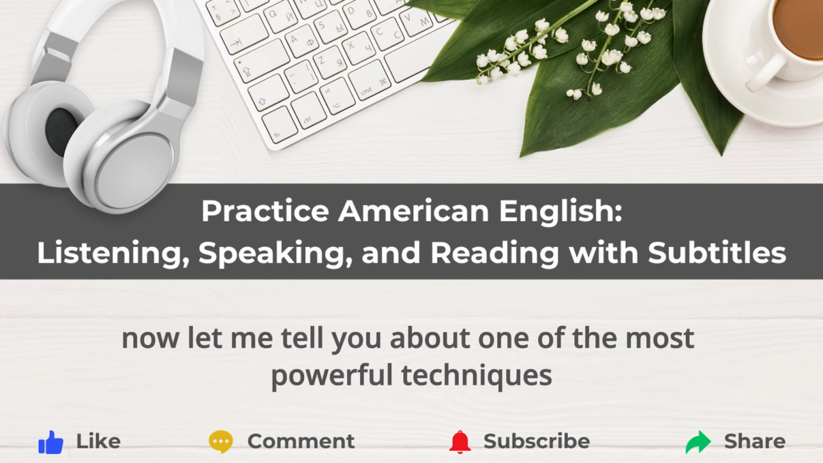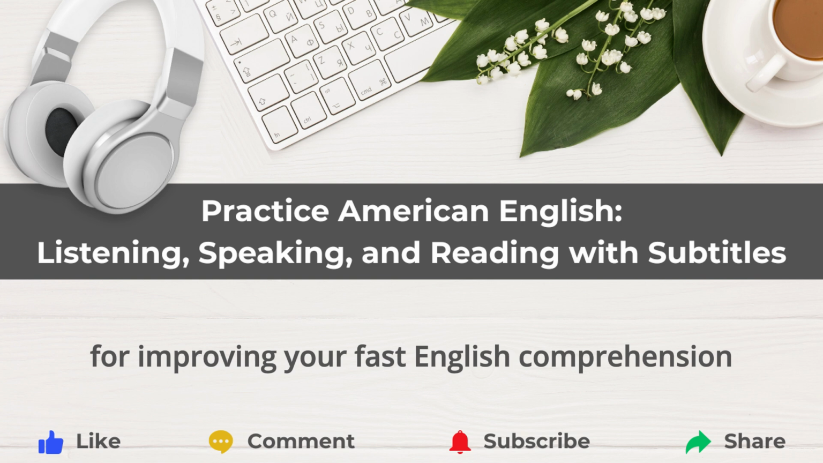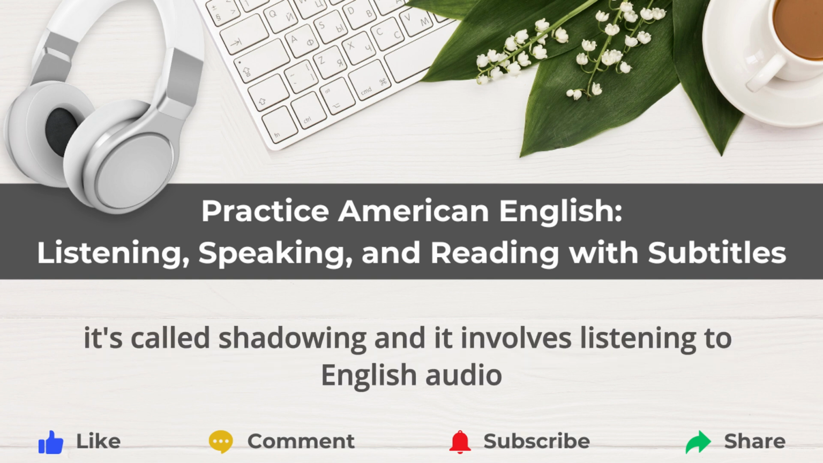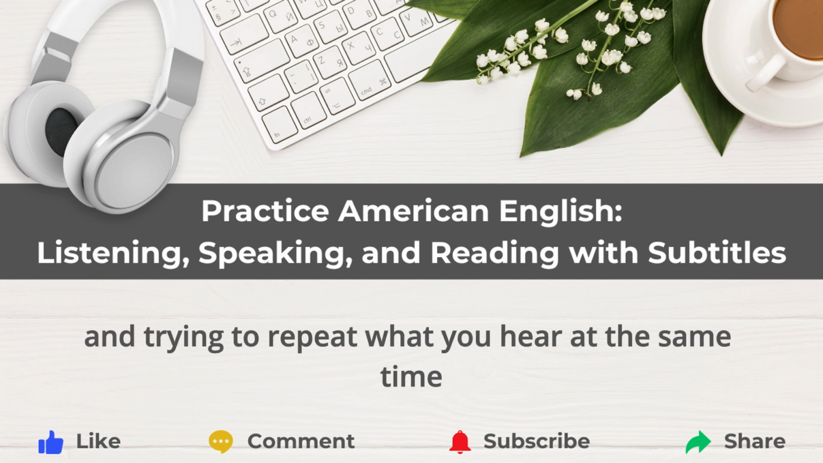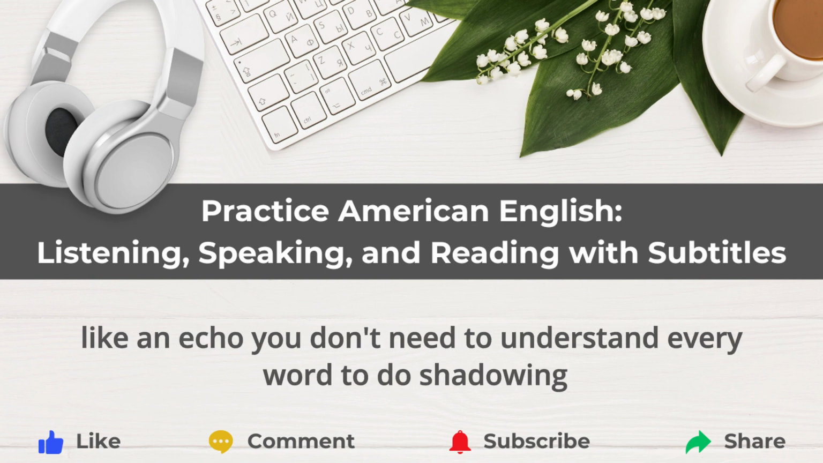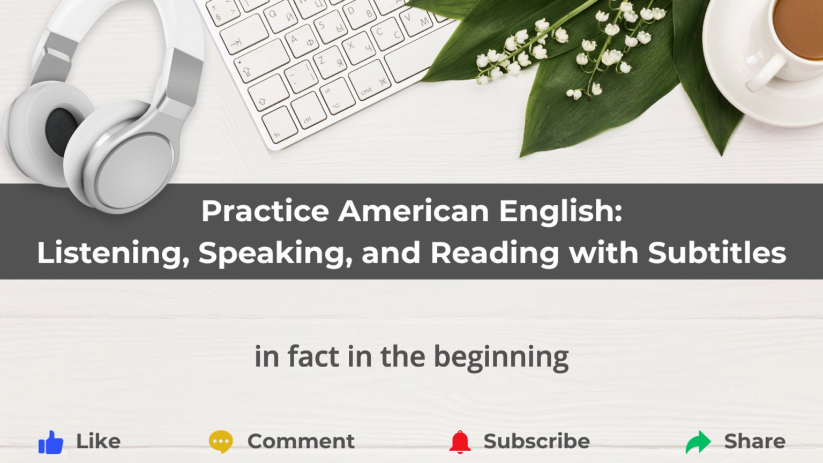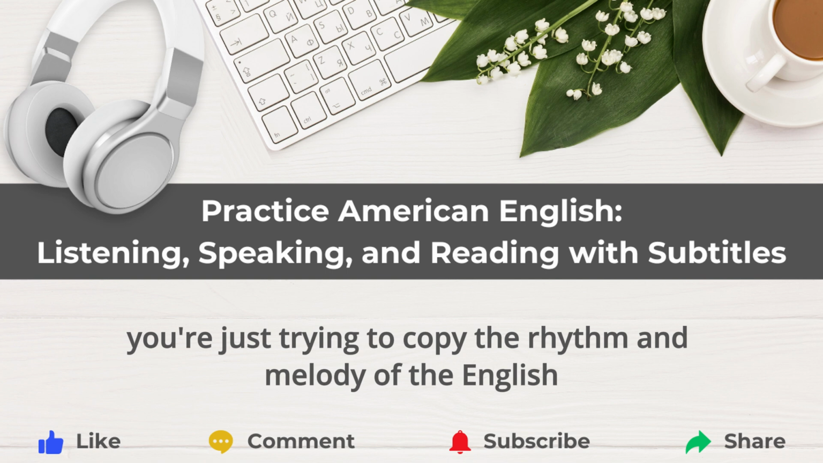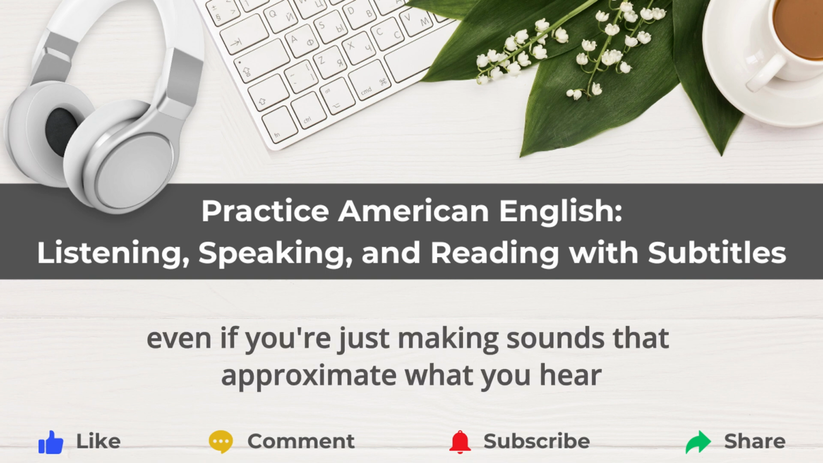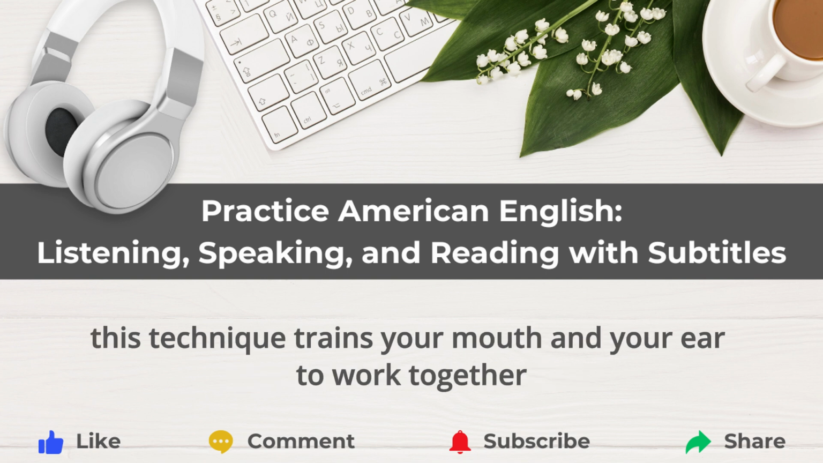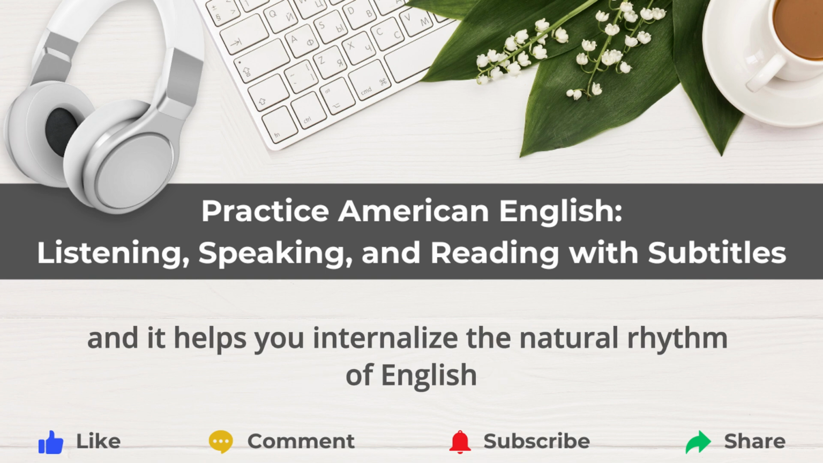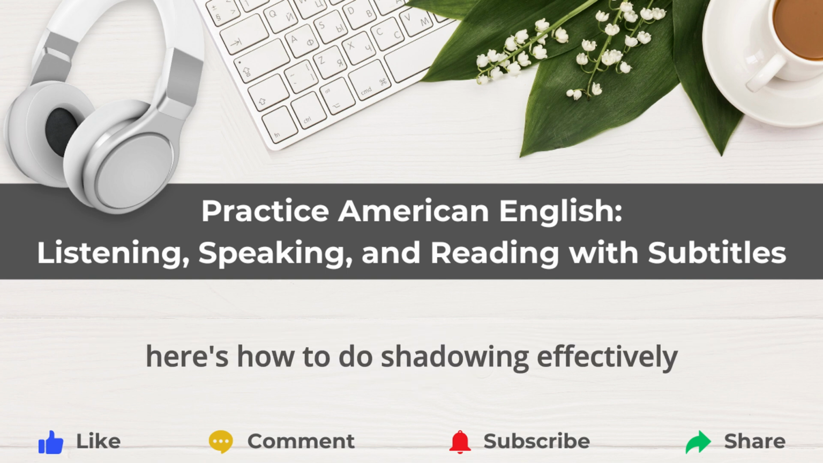Now, let me tell you about one of the most powerful techniques for improving your fast English comprehension. It's called shadowing, and it involves listening to English audio and trying to repeat what you hear at the same time, like an echo. You don't need to understand every word to do shadowing. In fact, in the beginning, you're just trying to copy the rhythm and melody of the English, even if you're just making sounds that approximate what you hear. This technique trains your mouth and your ear to work together, and it helps you internalize the natural rhythm of English.